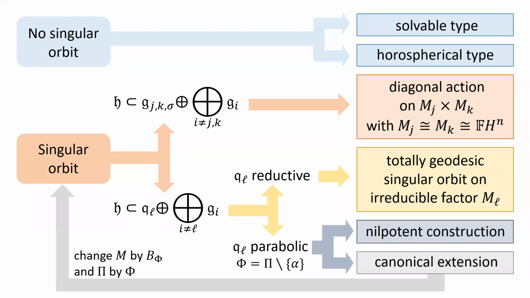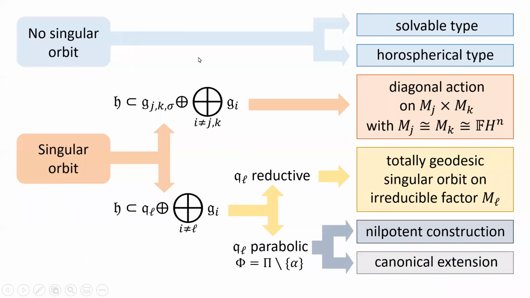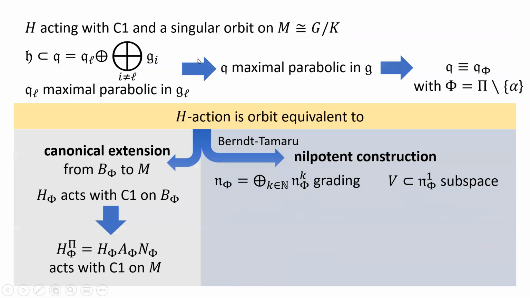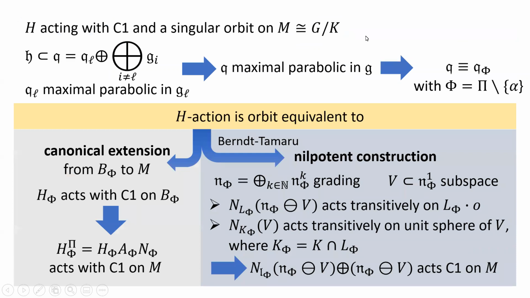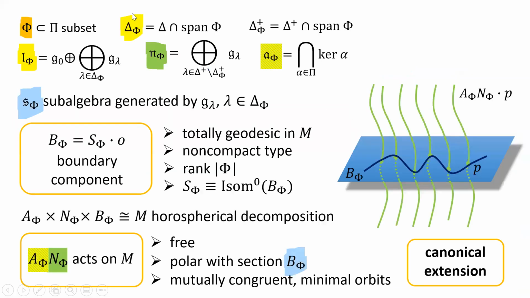I have a question. I was wondering if you could go back over the nilpotent construction. I think I missed some of the notation on that. Yes. So what is L sub phi here? L sub phi, yeah, this I defined previously. This is a reductive subalgebra. Let me go back just in case.